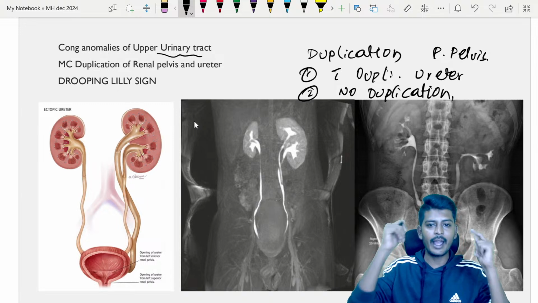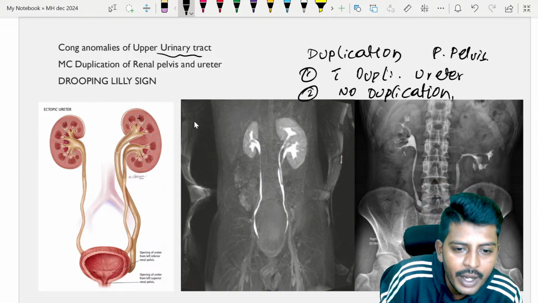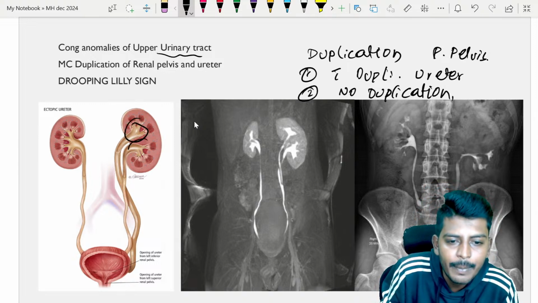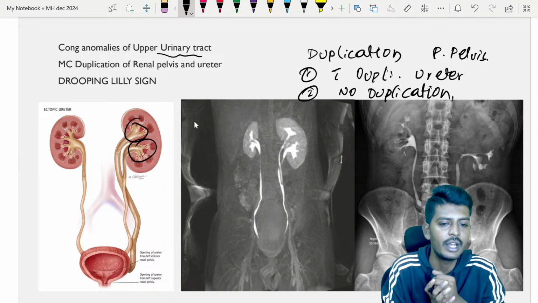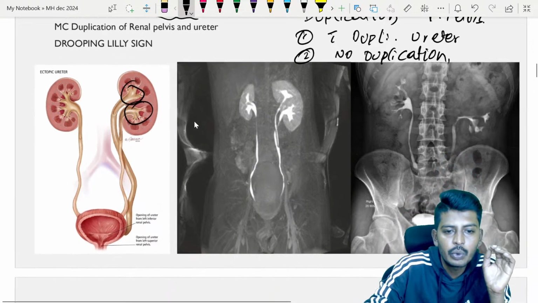Let's see what happens here. So we have one renal pelvis up here, one more renal pelvis down here. So there are congenitally two renal pelvises. So now I want you to understand.